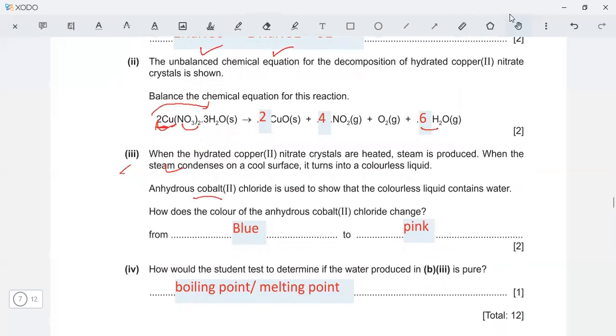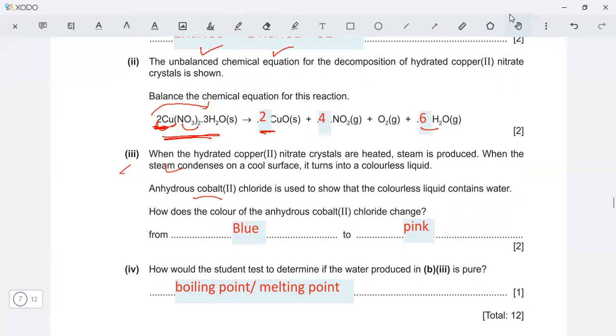Hopefully you know this one, just need to balance the chemical equation. The first compound is given, right? So here we have, at the initial, two coppers, so you just multiply by two here. If you count the hydrogens and oxygens at the reactants and the products, they're supposed to be equal.